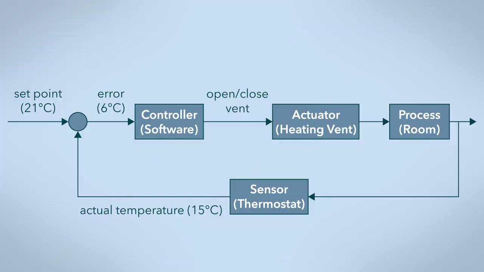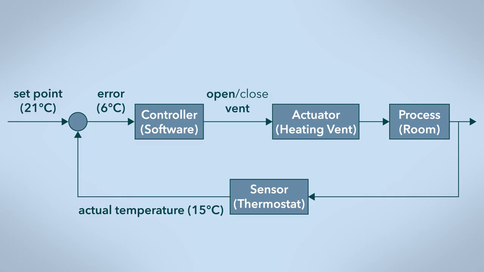Your feedback loop might work something like this. First, the sensor reads the temperature. It's 15 degrees Celsius. That's not very comfortable for the people in the room. The sensor sends this reading to the controller, your software. The software computes the difference between the desired temperature of 21 degrees and the actual temperature, 15 degrees, which of course is 6 degrees difference. The desired temperature is called the set point, while the difference between the set point and the actual value is called the error. Because the temperature is too low, the controller tells the heating vent to open.